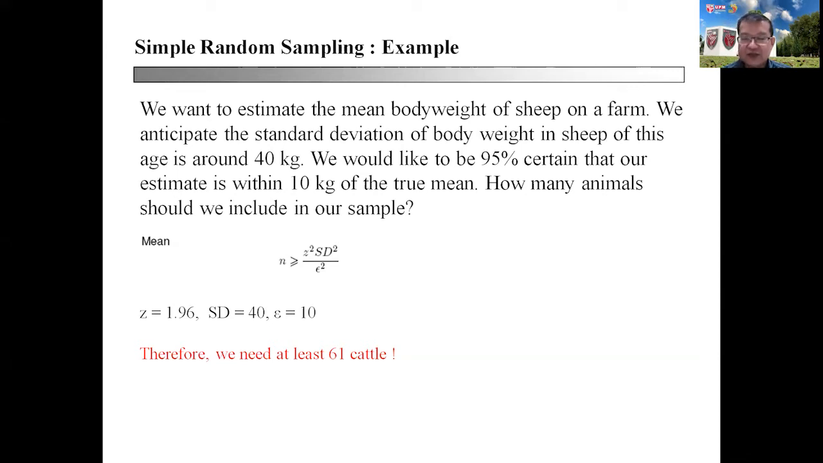an allowable limit. In this case, we want to be 95% sure that your estimate is within 10 kilograms of the true mean. So in this case, you can see that by taking the formula for mean, you can calculate all the numbers required. In this case, you need at least 61 animals. The Z of 1.96 typically indicates that this is consistent with the Z score for a 95% confidence level.